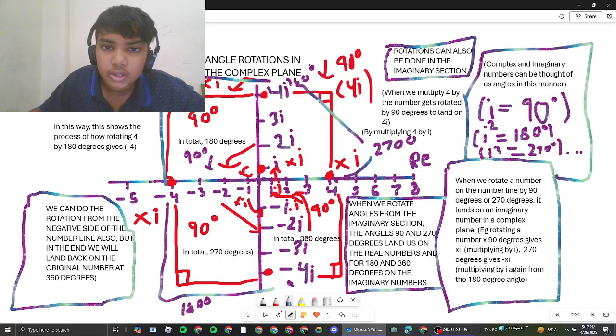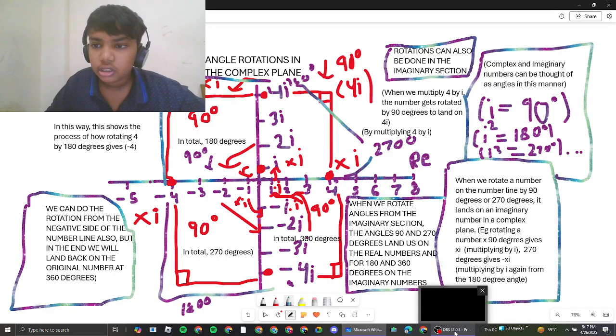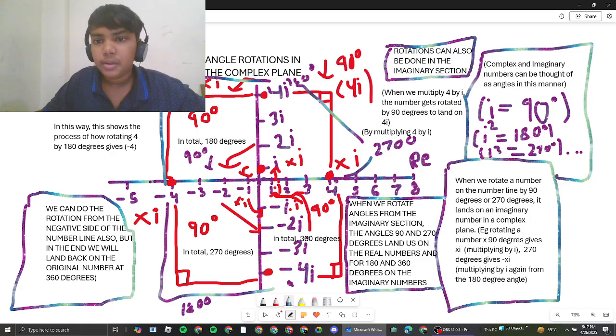360 degrees. But if we do 360 degrees in the real numbers, we'll land on a real number. So it's all vice versa. You know what I'm saying? Okay. So yeah, I hope you understood this.